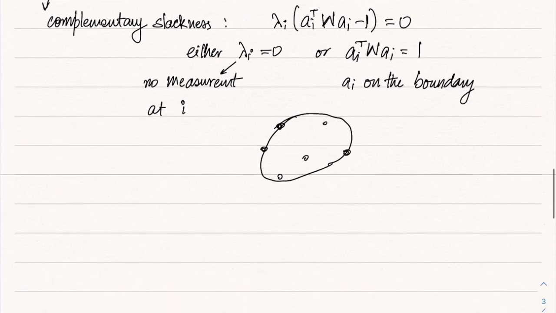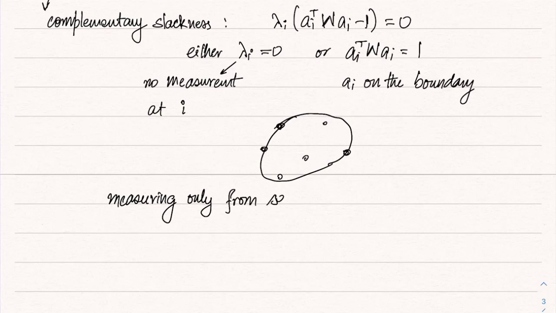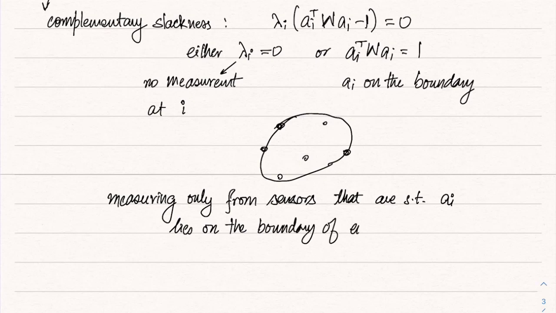Right, so we are measuring, let me just write it, so measuring only from sensors that are such that a_i lies on the boundary of the enclosing ellipsoid. So we need to find an enclosing ellipsoid, but once we have found an enclosing ellipsoid, then all we need to do is find the a_i's that are on the boundary and measure only there.